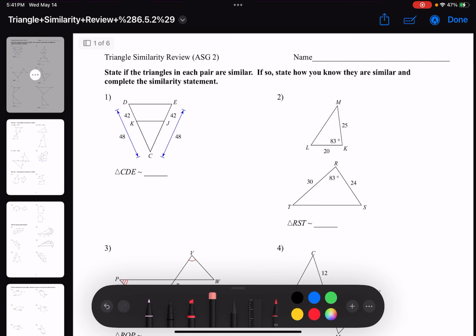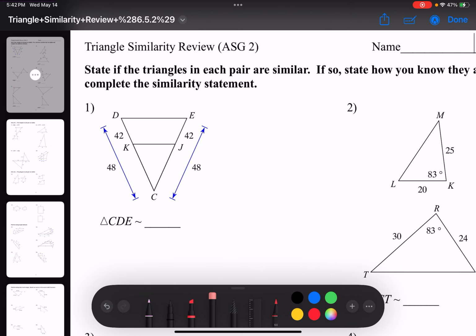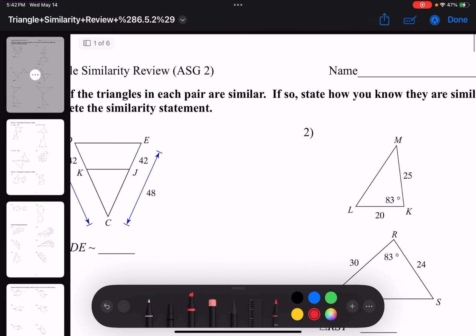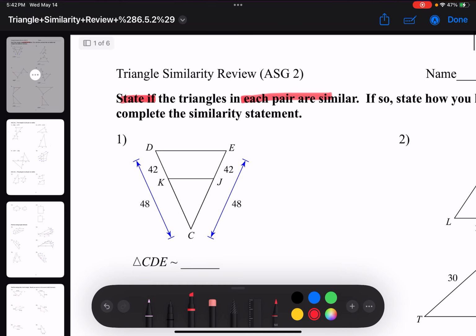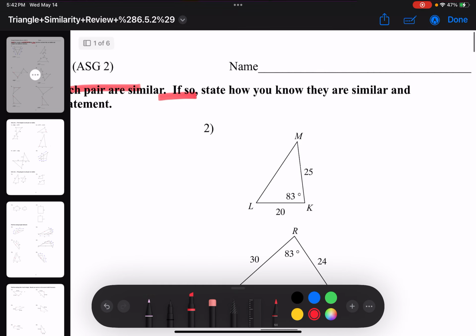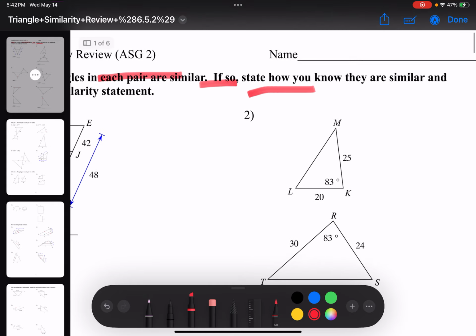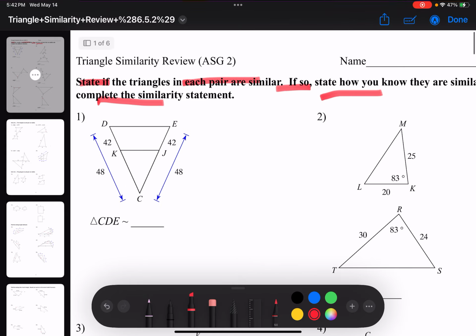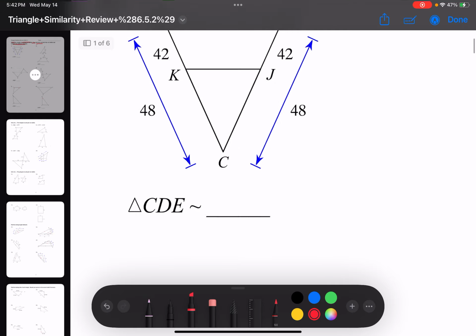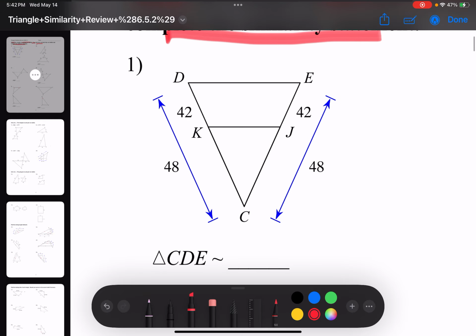This one says: state if the triangles in each pair are similar. If so, state how you know and complete the similarity statement. In order to find out, you can show that the sides are proportional, or that they have the same growth factor.